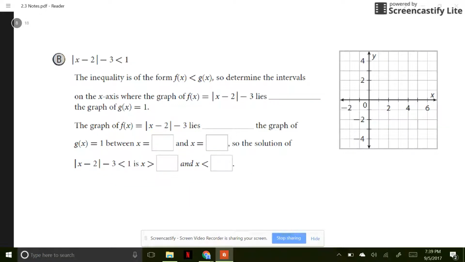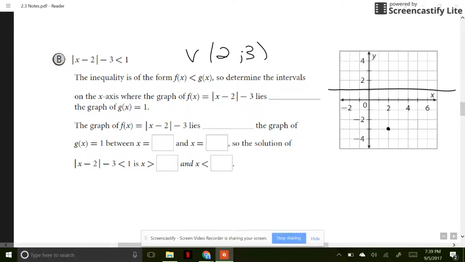So we can do our own example with this. Again, first thing we always want to look for is that vertex. The vertex is going to be at 2, -3, and we can plot that on our graph. We know we're looking at values we want less than 1. So the inequality is of the form f of x is less than g of x. So we want to look where our absolute value function lies below the graph.